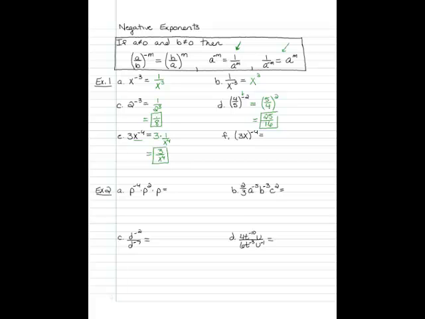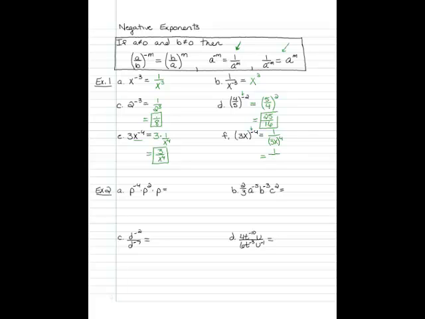For part F, this is a little bit different. Here the 3x is inside parentheses. Everything is raised to the negative 4 power. So what we want to do here is first deal with that negative exponent. The negative exponent takes the reciprocal of the base. So I'm just going to rewrite this as 1 over 3x to the positive 4.